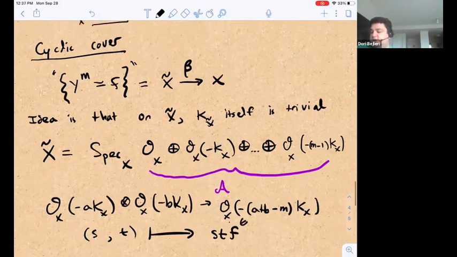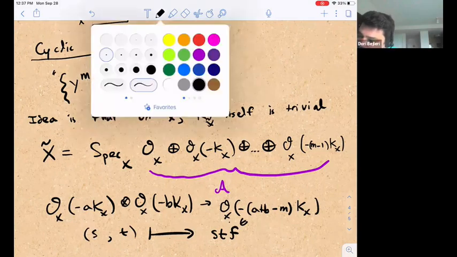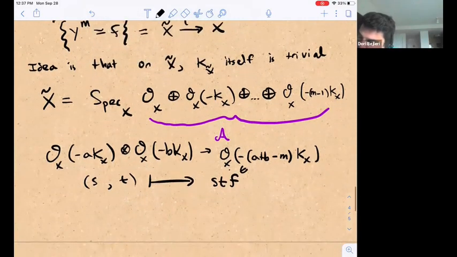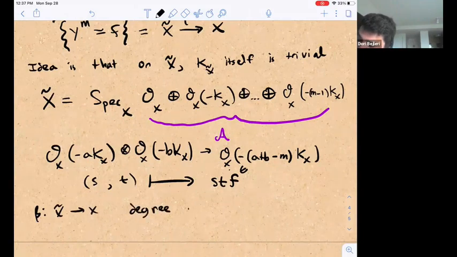And so using this f, we get an algebra structure on this A, a graded algebra structure, and then we can define this relative spec. It's going to be some finite cover of X, and it's going to be degree m. So this X tilde to X, basically by definition, is a degree m cyclic cover.